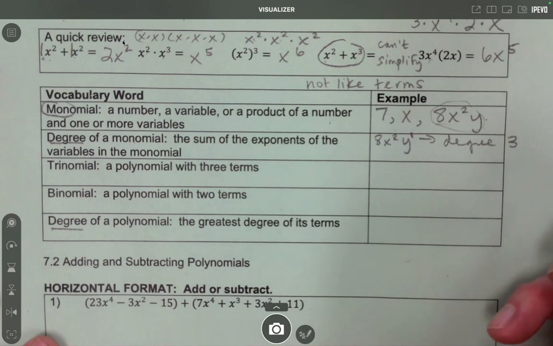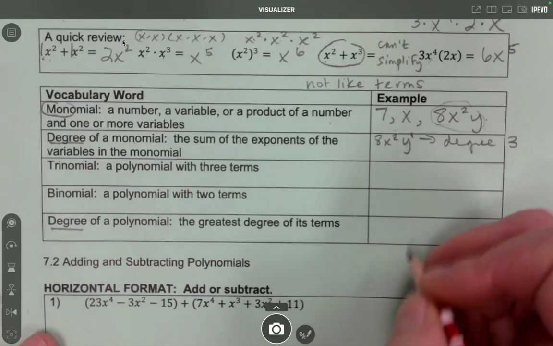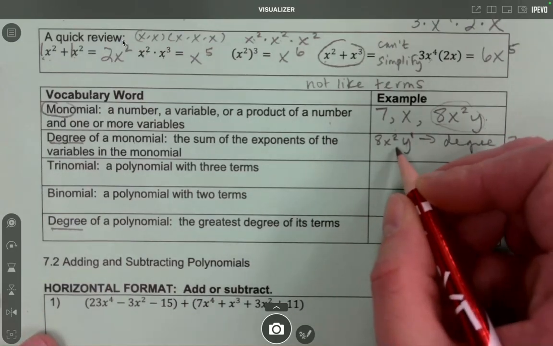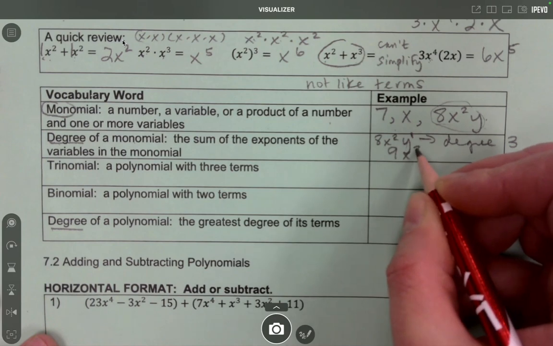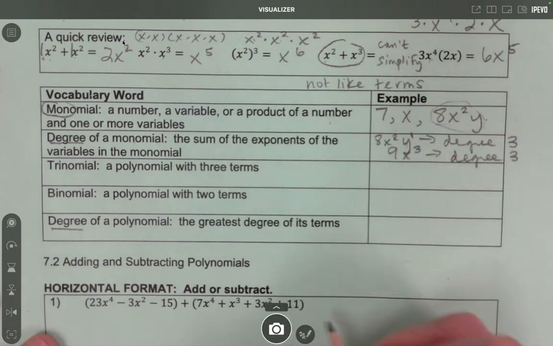is 3. Most of the time, we're going to be looking at something that just has one variable. And this isn't even super common in Algebra 1, let alone survey. So most of the time, we'll be looking at something like 9x cubed, and we'll say, oh, that's degree 3. So we're going to be looking at those exponents.